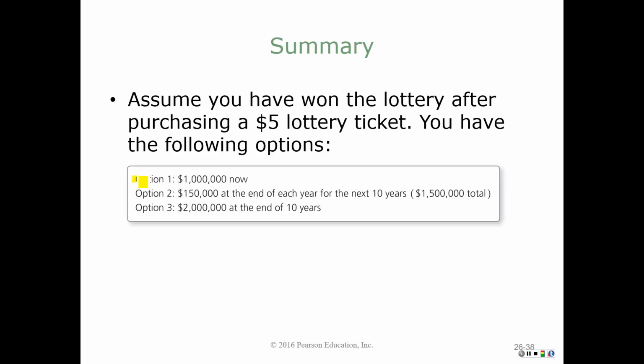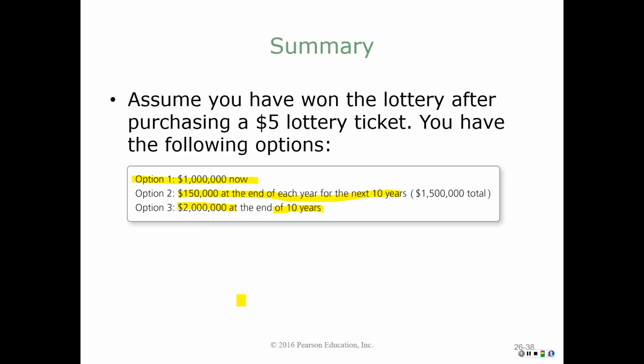What if you could receive $1 million today? What is the present value of $1 million today? The present value is what it is. But what about option 2? What if the lottery said, I can pay you $150,000 a year at the end of each year for 10 years? That's actually $1.5 million. So if you will let us spread those payments out over 10 years, I could pay you $1.5 million instead of $1 million.